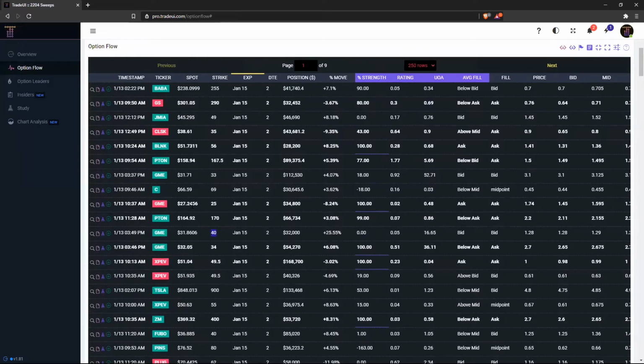GME, I think they're selling puts here. This one here, right? They're selling puts because it's popped up. And ask. That doesn't look like selling puts. That's closing it out. No, those are buying puts to short it. Oh, yeah, because it's ask. Okay. Got it. Makes sense.